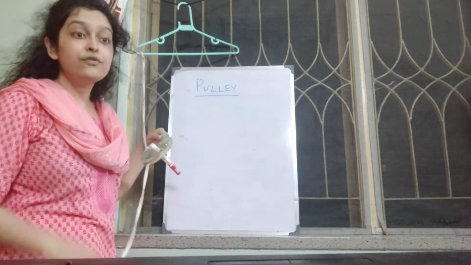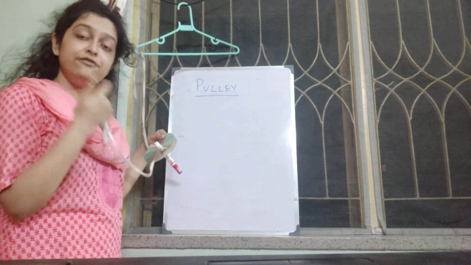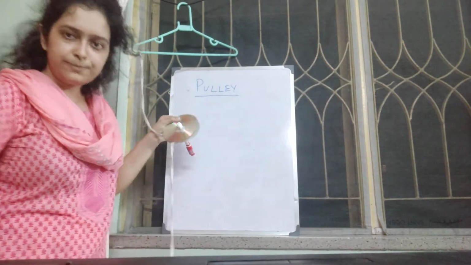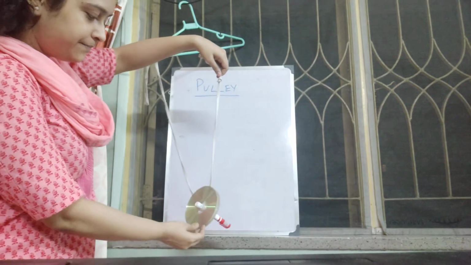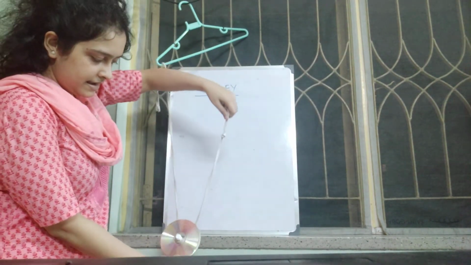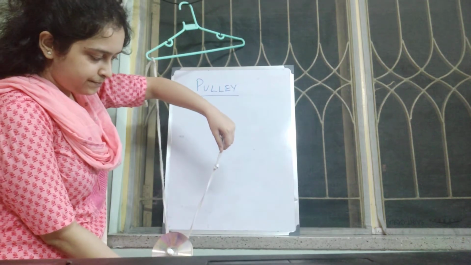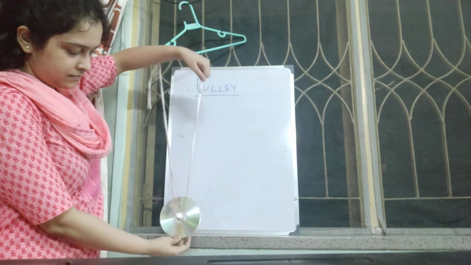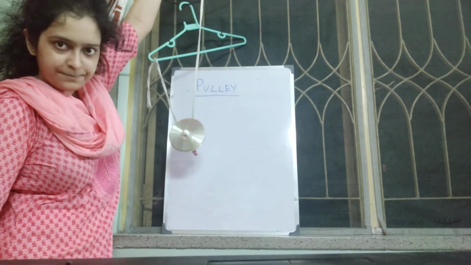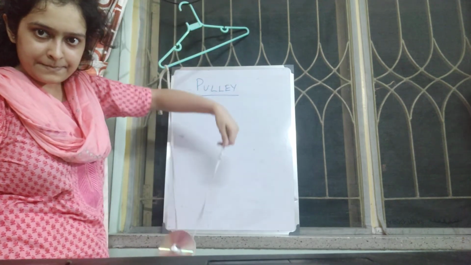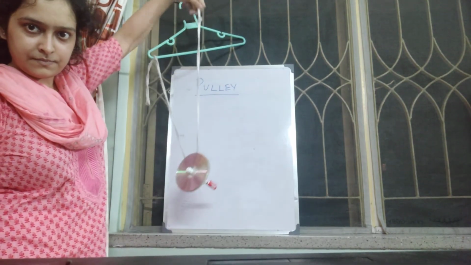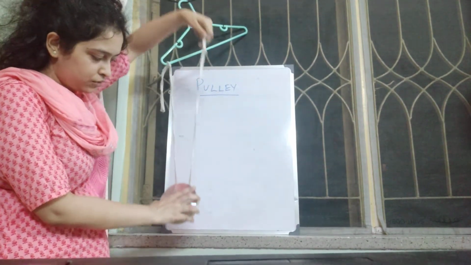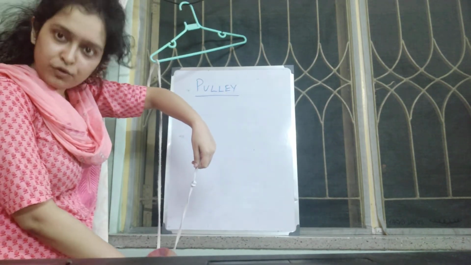Why is it left free? For us to apply effort, for us to apply force. And the load is attached to this side of the pulley with the help of a hook. Now just see, if I apply effort, see, it's moving up. So in this case the axis of rotation is not fixed, it's moving up and down, isn't it? It's movable.